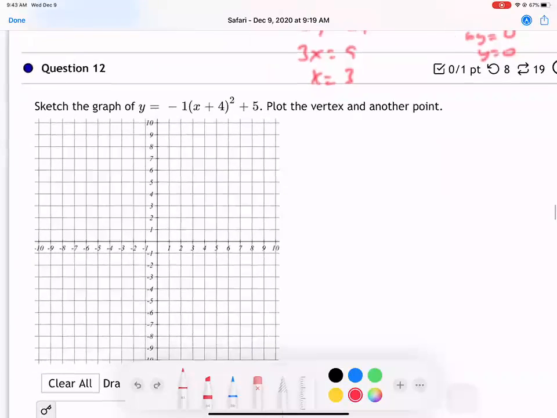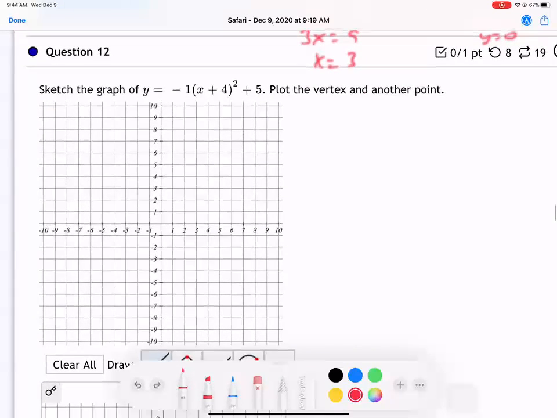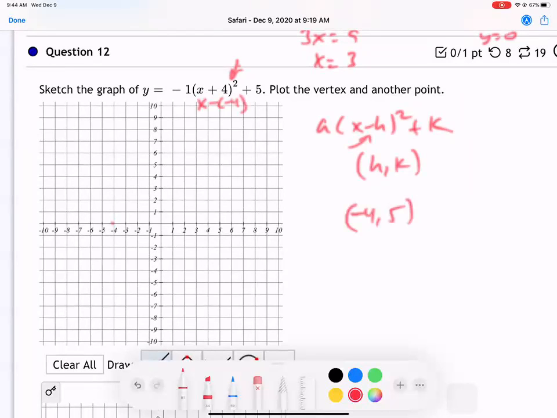Okay, so one cool thing about this problem is that if you recognize it's a parabola, you can automatically graph the vertex. We said a(x minus h) squared plus k was my standard form, where h and k were my vertex. Now remember, there's a negative sign already there, so this is actually x minus negative 4. So my h and k here would be negative 4 comma 5. So negative 4 comma 5, positive 5, we're up here. That's my vertex. Put a dot there.